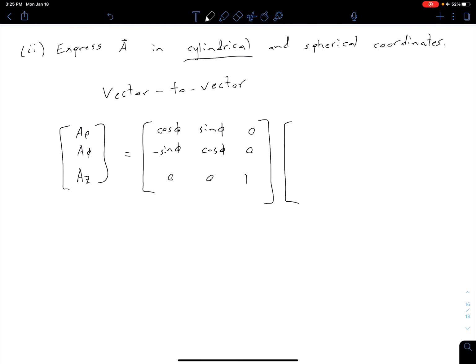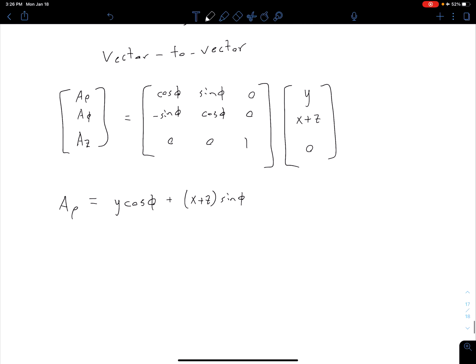But of course now we have actual values for that. Our x component is y for this vector A. Our y component is the quantity x plus z, and we have 0 z component. So we get something that looks like this. Now we just do vector multiplication. For instance, when we're finding our rho component, we multiply our first row by this column like that. If we do that, we end up with A rho equal to y times cosine of phi plus the quantity x plus z times sine of phi plus 0.